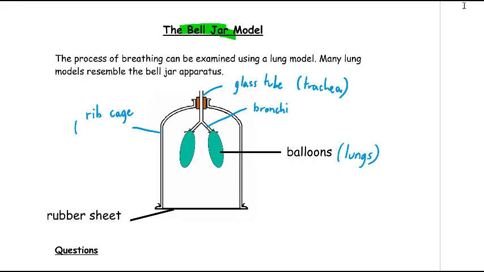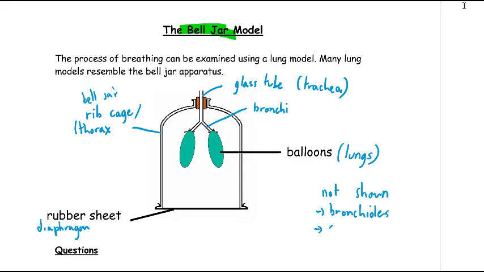or the thorax. So, the bell jar represents the rib cage or the thorax. We've then got a rubber sheet at the bottom, which represents the diaphragm. Now, things that aren't shown here are the bronchioles and the alveoli.